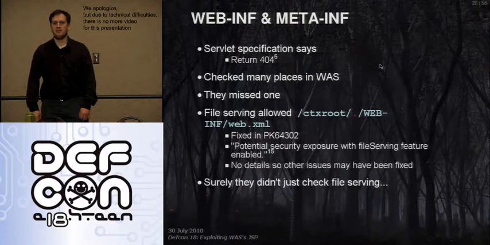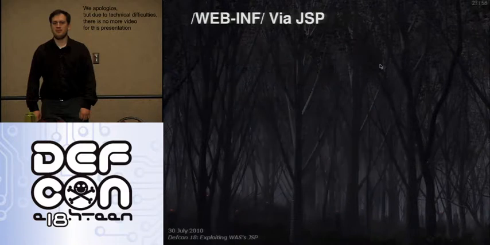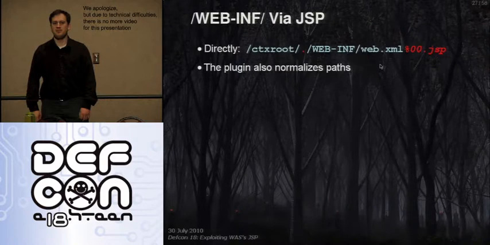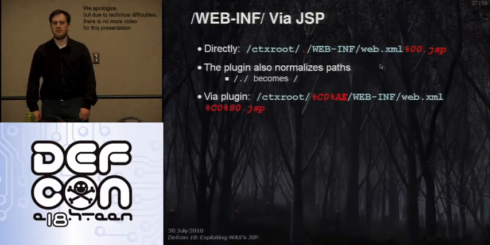So surely they didn't just check this in the file serving servlet. Well, yeah. So if you do a // in WEB-INF, you can actually get it through the JSP engine as well, which is obviously a problem. The plugin also, however, normalizes paths, so we have to play our encoding games again to get around that. But in which case, we can still go in and get the web.xml, the main configuration for your web application, by using %C0%AE, which is an overly long period in our path, which the plugin does not recognize, and then our %C0%80, which is an overly long null byte, and suddenly we actually get the web.xml.